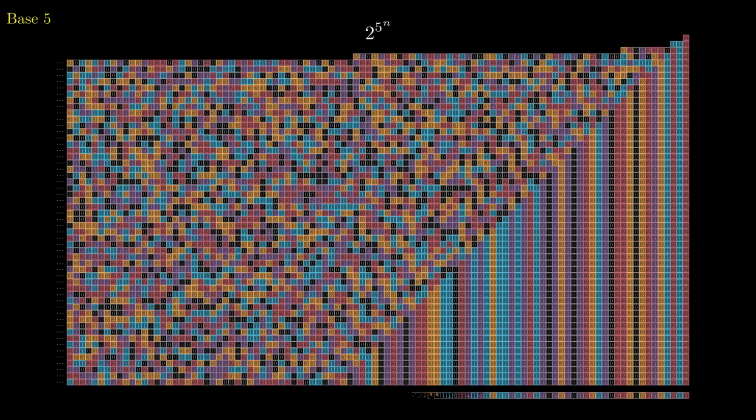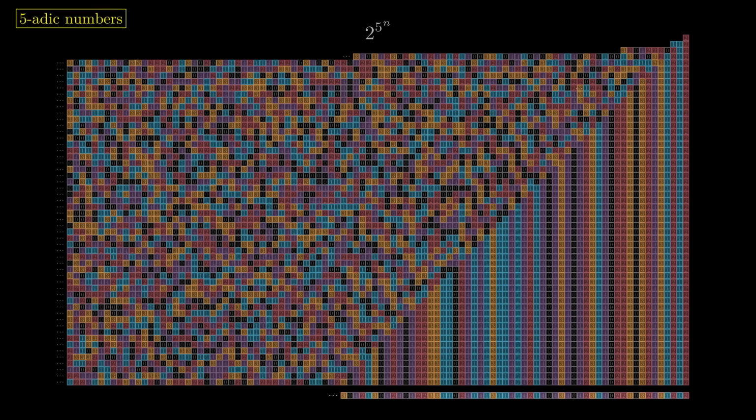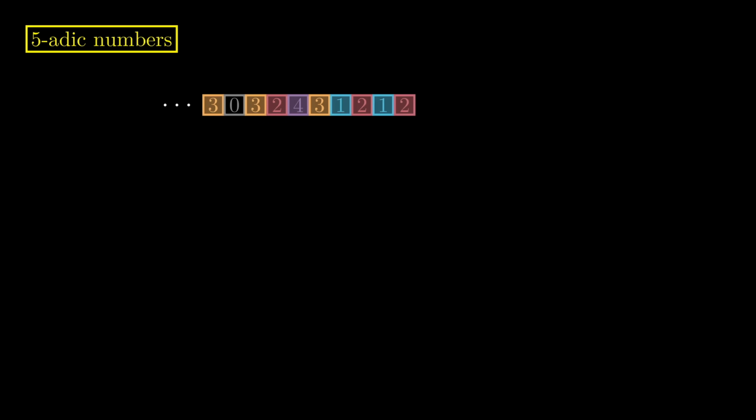So, what are they converging to? Well, the limit is some 5-adic integer. Which 5-adic integer is it? Does it have another name? If we call the limit x again, then we can play the same game as before. Both 2 to the 5 to the n and 2 to the 5 to the n plus 1 approach x. So x to the 5th equals x.